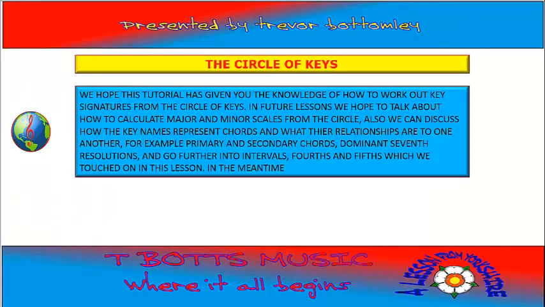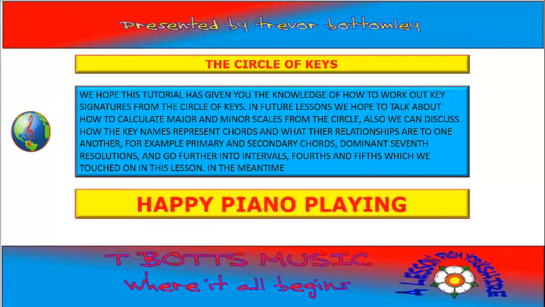We hope this tutorial has given you the knowledge of how to work out key signatures from the circle of keys. In future lessons we hope to talk about how to calculate major and minor scales from the circle. Also we can discuss how the key names represent chords and what their relationships are to one another. For example, primary and secondary chords, dominant 7th resolutions, and go further into intervals, 4ths and 5ths, which we touched on in this lesson. In the meantime, happy piano playing.